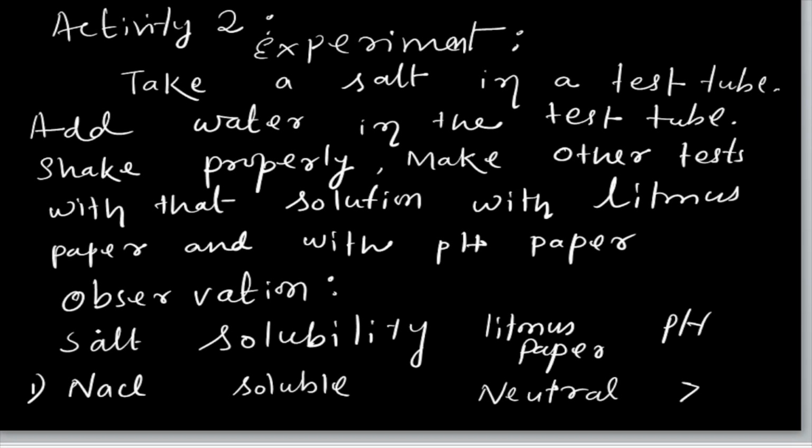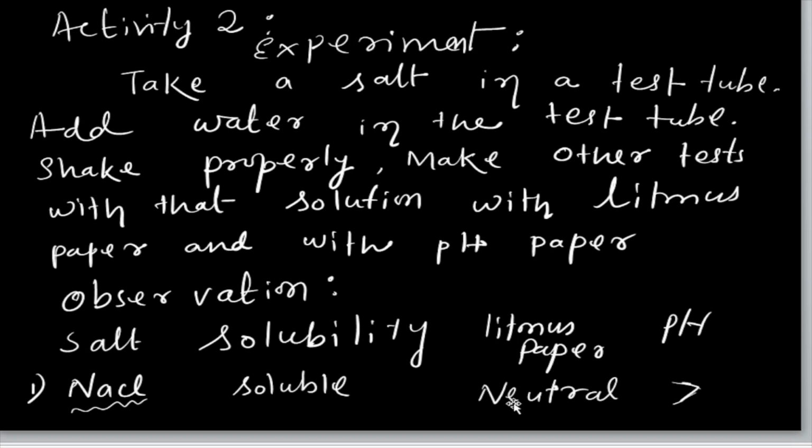Now let us see the salt is sodium chloride. Solubility, that is soluble in water. Litmus paper neutral. NaCl, sorry, not greater than 7, it is only 7. 7 means neutral. So what happened here? NaCl is soluble in water, and pH is 7, and that is neutral.